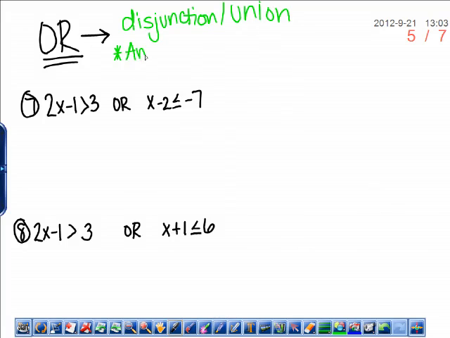And your answer is the union of shaded regions. That's going to make a lot more sense once we try an example. So for now, I'll just go ahead and write down: the answer is the union of the shaded regions.